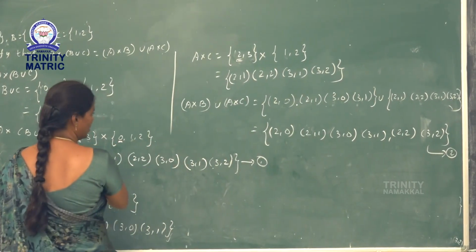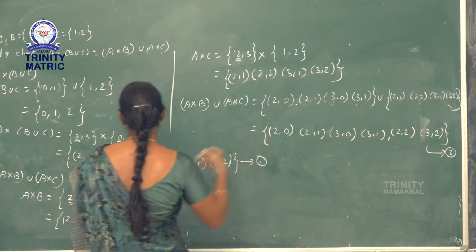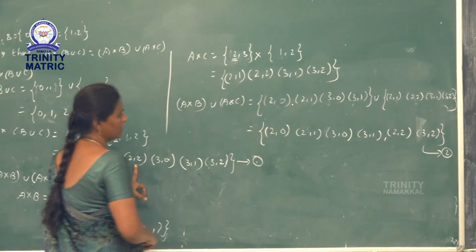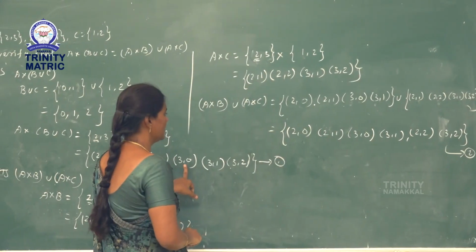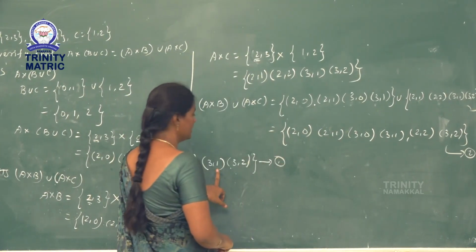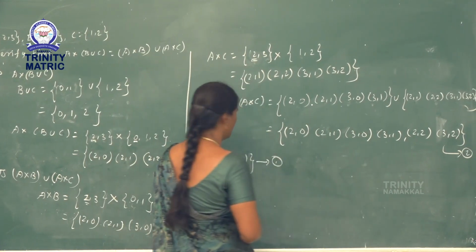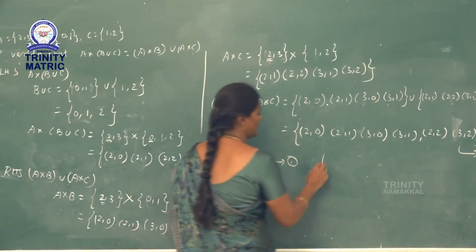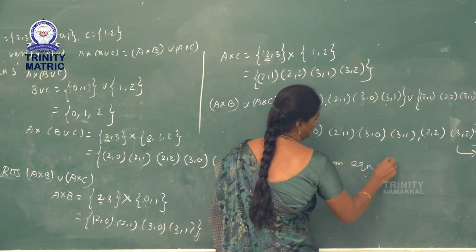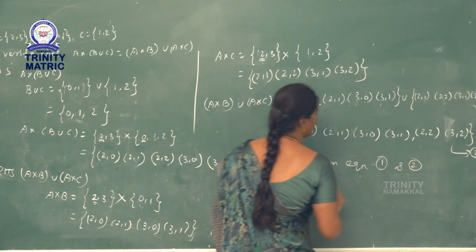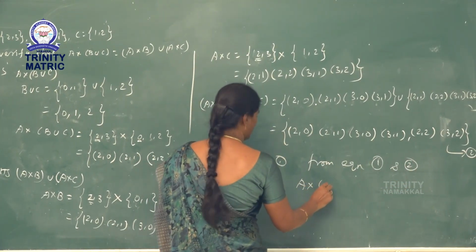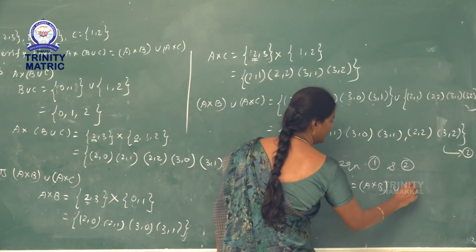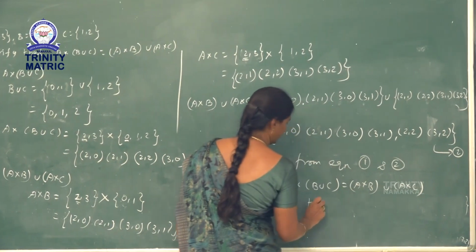In equation 1 we have 2 comma 0, and equation 2 also has 2 comma 0. Here 2 comma 1, and here also 2 comma 1. Here 2 comma 2, and here also 2 comma 2. 3 comma 0 here, and here also 3 comma 0. Here 3 comma 1, here also 3 comma 1. Here 3 comma 2, here also 3 comma 2. So from equation 1 and 2, A cross B union C is equal to A cross B union A cross C, hence verified.